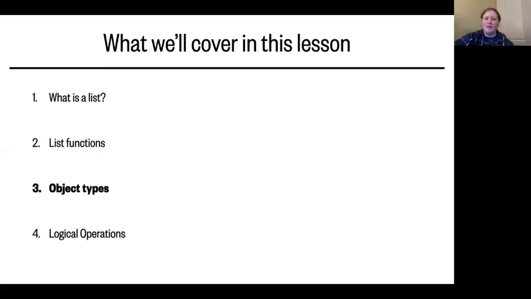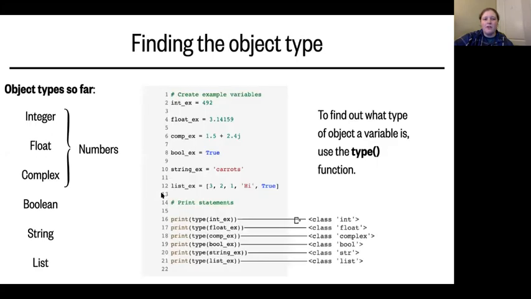Hi all, and welcome back to part 3 of lesson 3. In this part, we're going to be talking about object types. So over the past couple of videos, we've talked about a lot of different kinds of objects. We talked about numbers and booleans and strings, and in just the past couple of videos, we talked about lists. Now it's time to start thinking about how these different objects interact with one another and how we know what we're seeing when we see it, right?